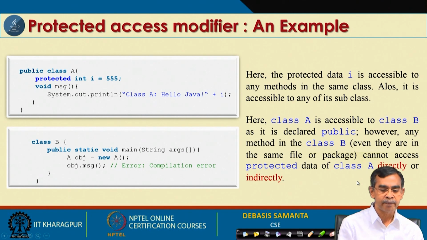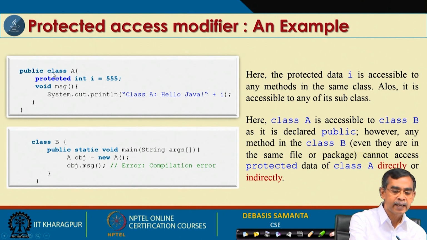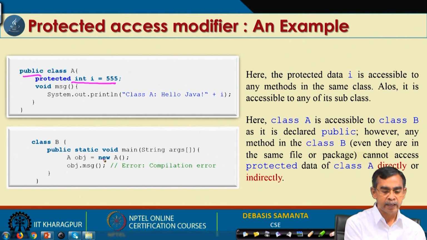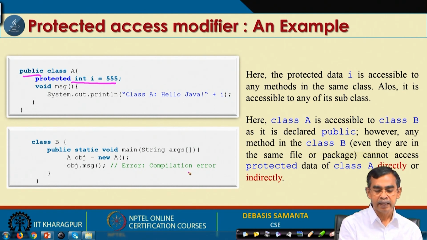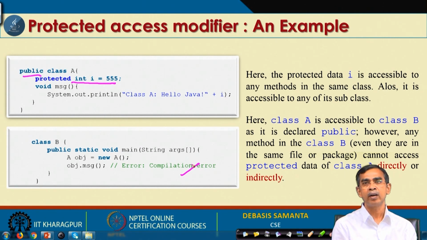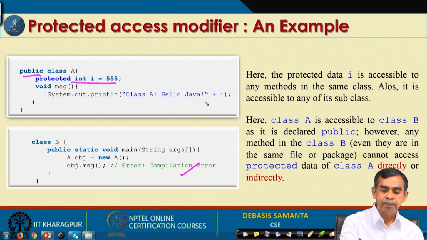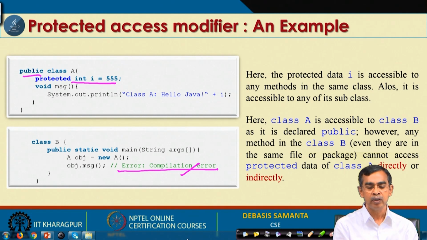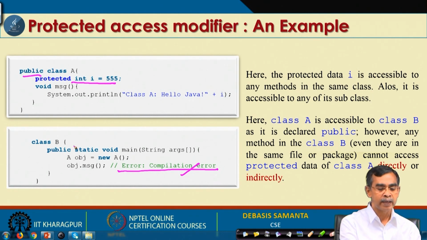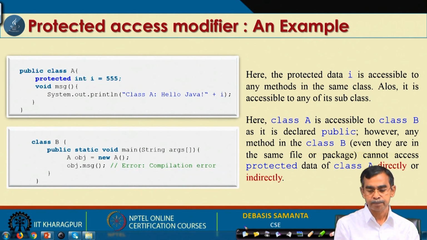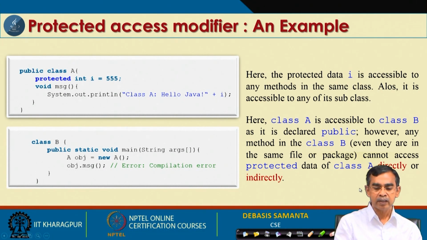Now, let us have a quick look at it. Class A is declared here as public, and here one data member is declared as protected. Now, if class B wants to access this protected data, it will be a compilation error. You cannot access this protected data, but if they are in the same file, then there is no compilation error. In the same file it is allowed, but from a different file, any outside class cannot access the protected data. So, this is the concept of protected.